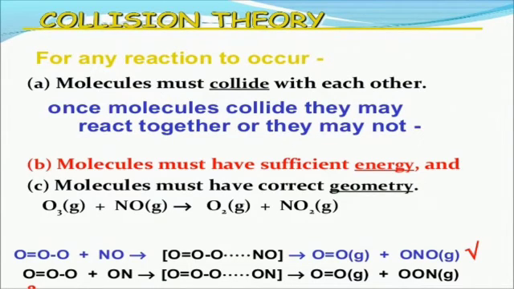Let us discuss our next topic, that is the collision theory of reaction rate. According to this theory, a chemical reaction takes place only by collision between the reacting molecules. The two main conditions for a collision between the reacting molecules to be productive are: first, the molecules must collide with each other. That means once molecules collide, they may react together or they may not. The second condition required is that the reacting molecules must collide with proper orientation and with sufficient energy.